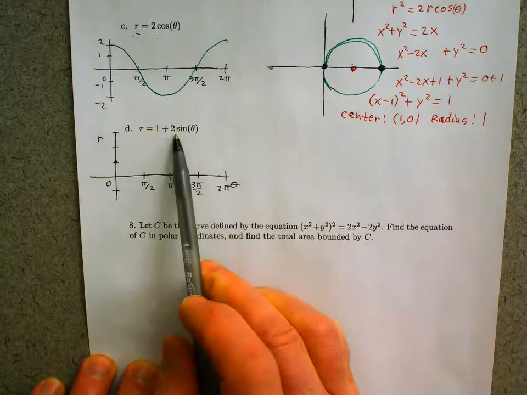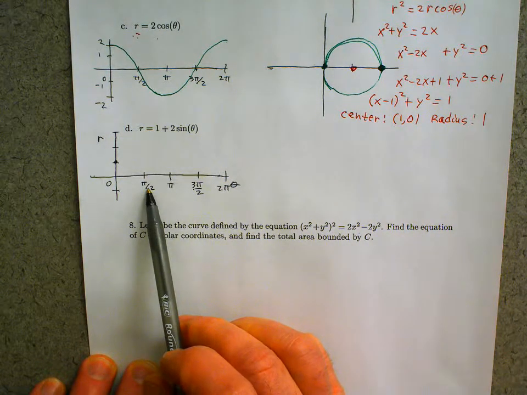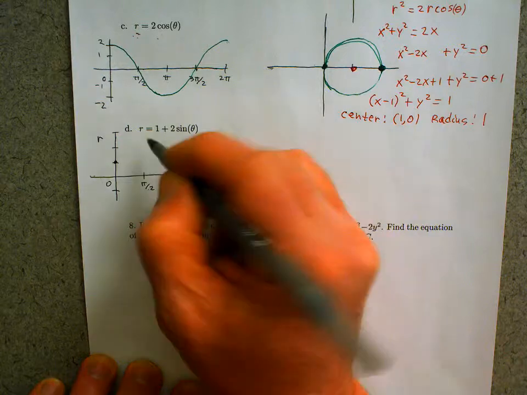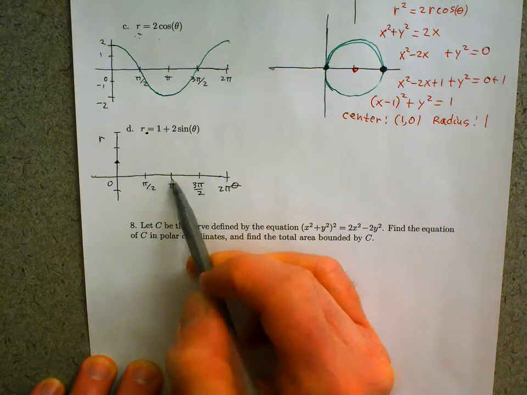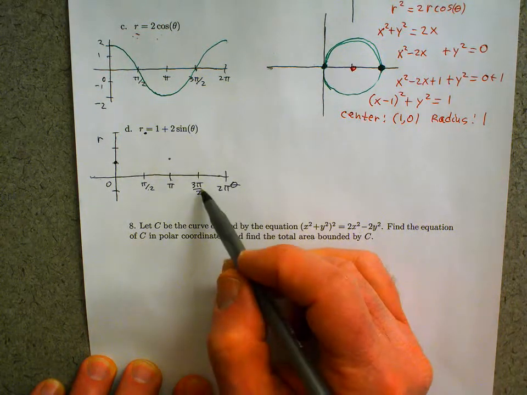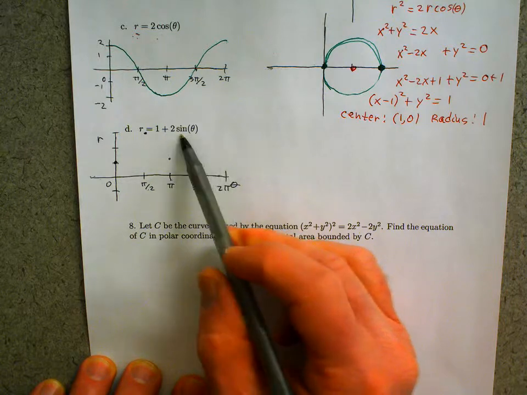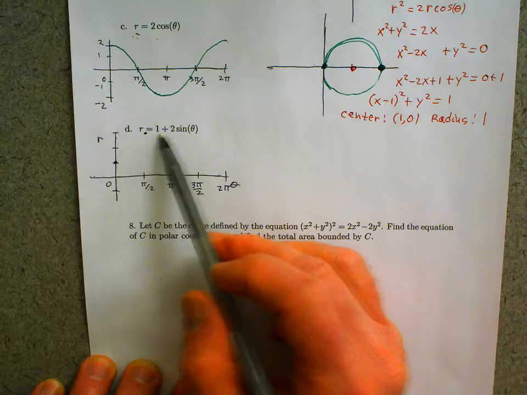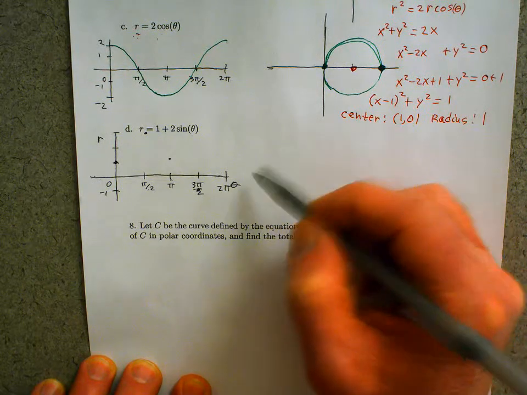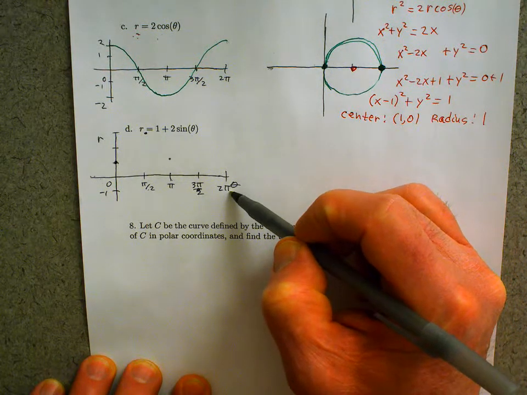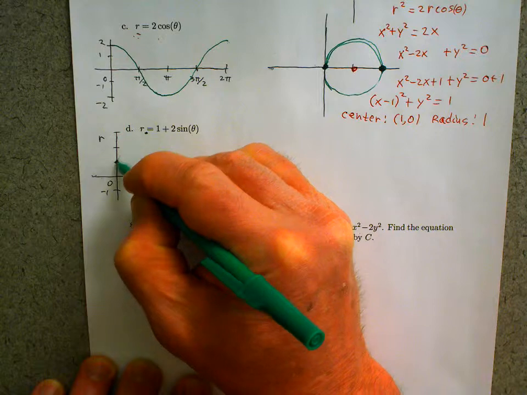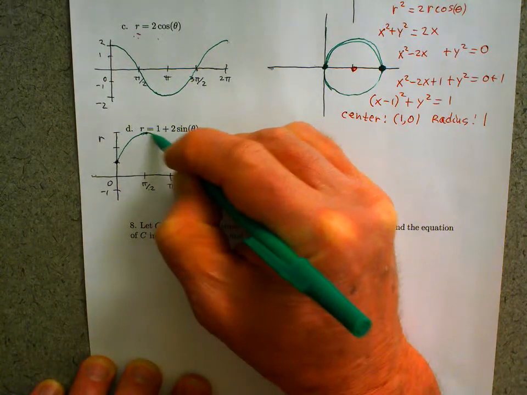And the amplitude is 2, so when theta is pi over 2, the r value is 1 plus 2 times 1, or 3. And then at pi, the r value is 1 again. At 3 pi over 2, sine of 3 pi over 2 is -1, so 1 minus 2 is -1. And then at 2 pi, the r value is 1 again. So the graph looks something like this in rectangular coordinates.